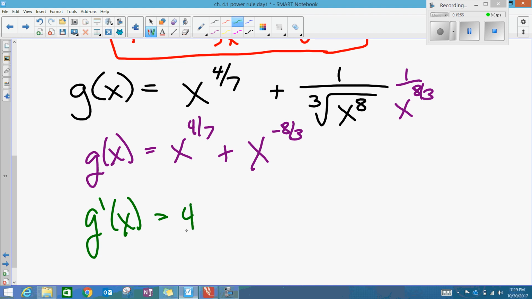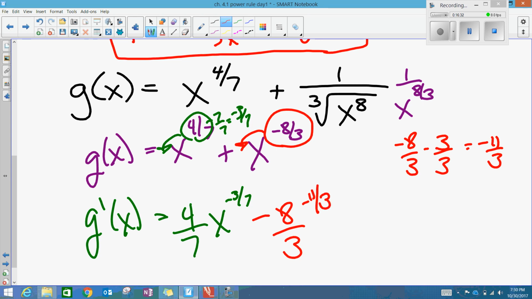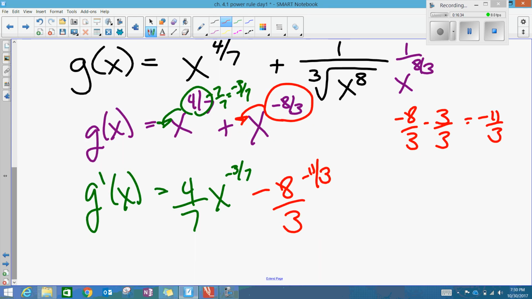Now, when we take the derivative, I bring down the 4/7, so I'm taking that out in front. I'm subtracting 1, so 4/7 minus 7/7 gives us negative 3/7. Now this one, I'm going to take the index here, bring it down in front, so it becomes minus 8/3. Going to take negative 8/3 minus 3/3, right, because I'm subtracting 1. It's going to give me negative 11/3. So I can hear the groans already, but you guys know how to subtract fractions.